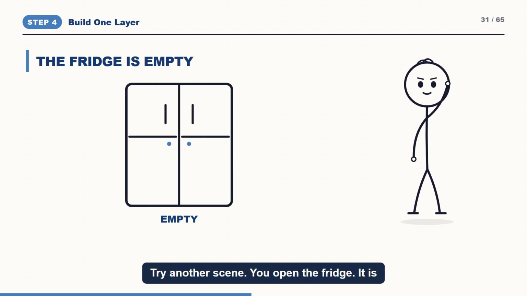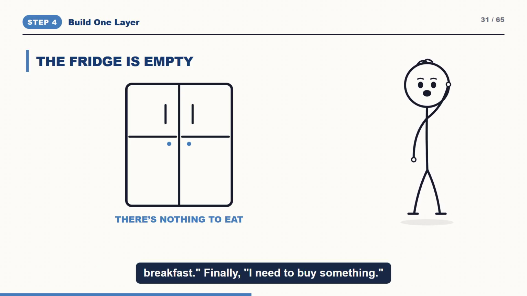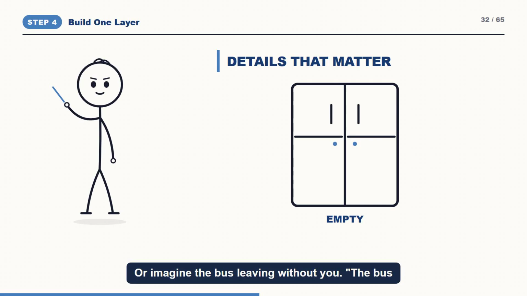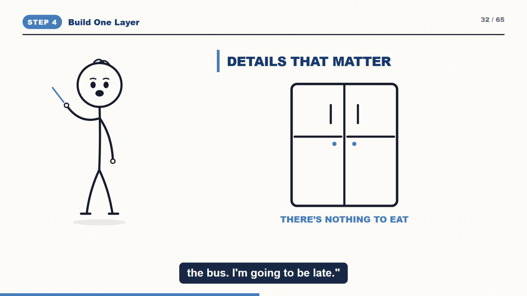Try another scene. You open the fridge. It is empty. Start with no breakfast. Then there's nothing for breakfast. Finally, I need to buy something. Or imagine the bus leaving without you. The bus left. Then choose the detail that matters. I missed the bus.